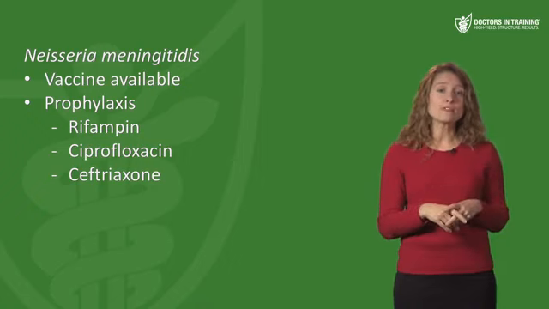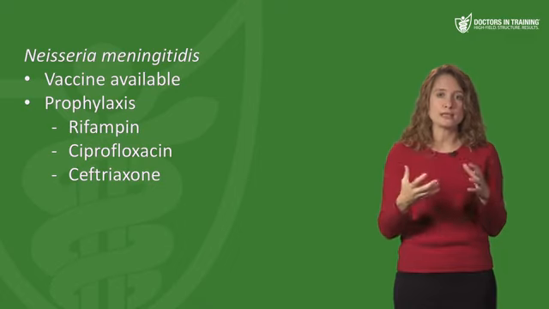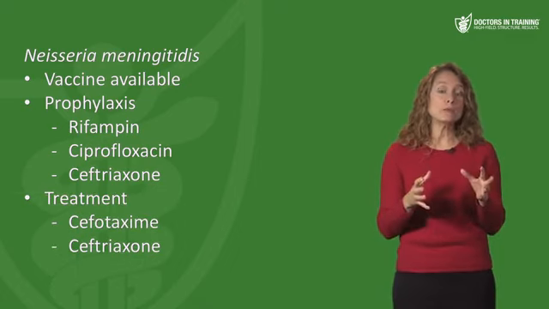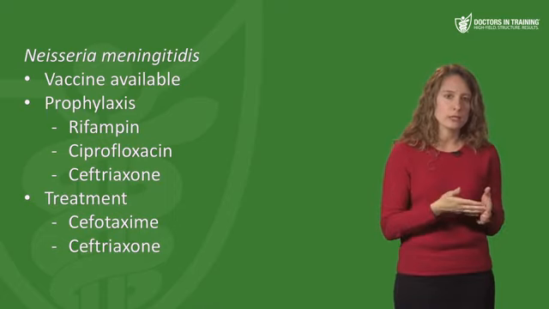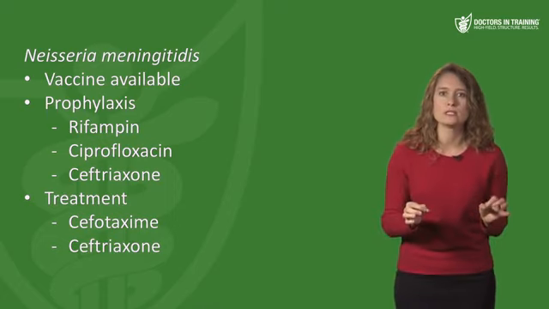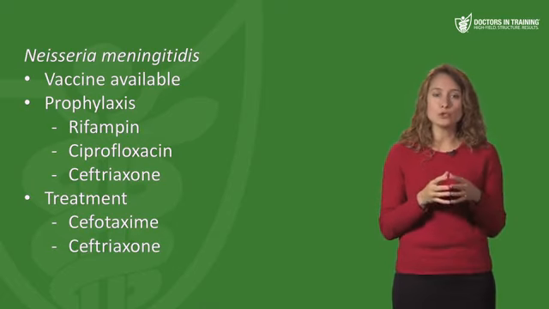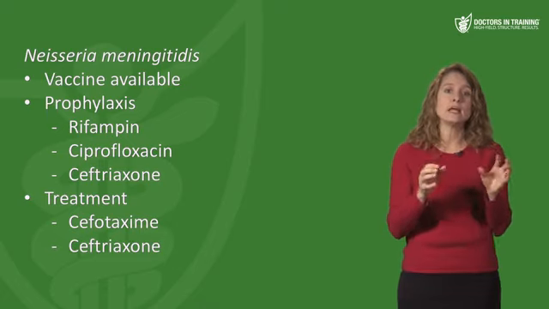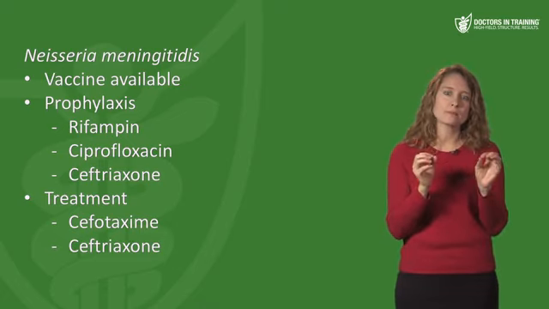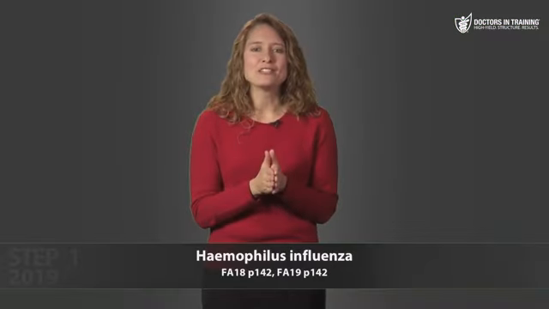Rifampin, ciprofloxacin, and ceftriaxone can be used as prophylaxis in people who have close contact with infected individuals. Treatment for overt disease should be implemented immediately and empirically. You do not wait for culture results in these people. Use ceftriaxone or cefotaxime, and you should only use penicillin G if you have sensitivity data showing that treatment will work. Okay, let's talk about Haemophilus influenzae.